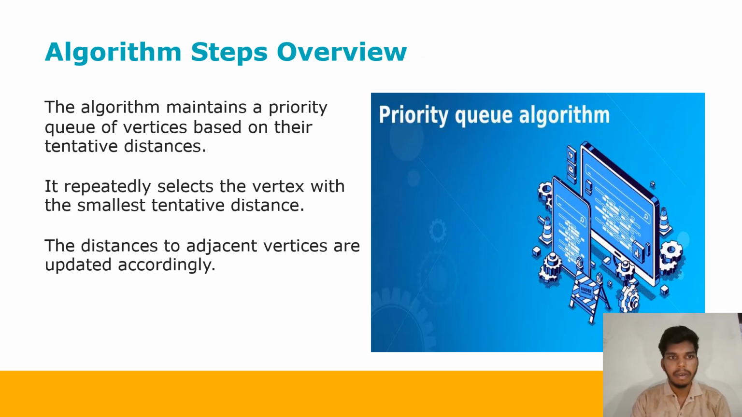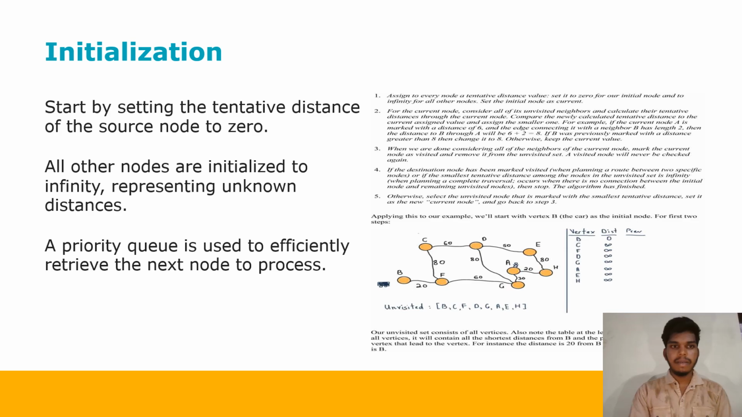Algorithm steps overview. The algorithm maintains a priority queue of vertices based on their tentative distances. It repeatedly selects the vertex with the smallest tentative distance. The distances to adjacent vertices are updated accordingly.